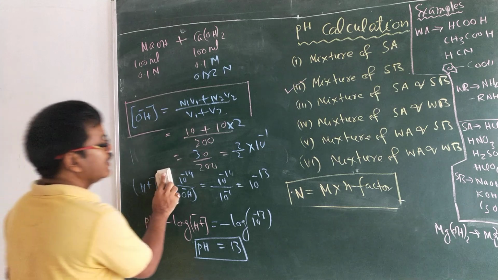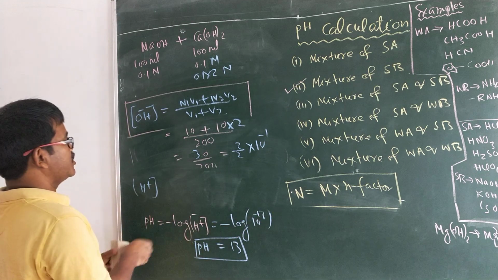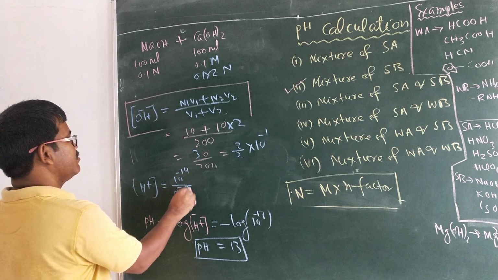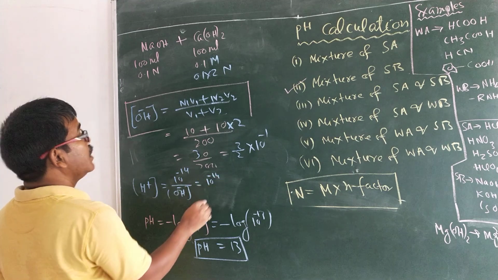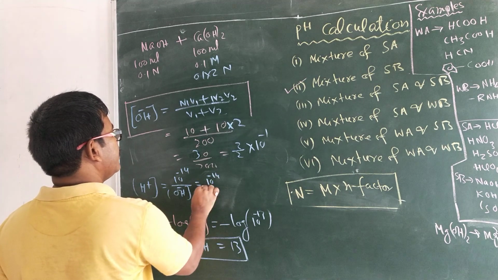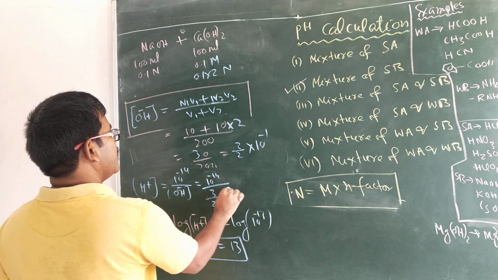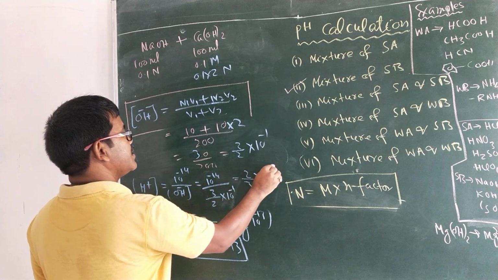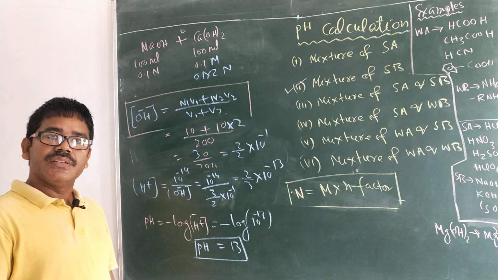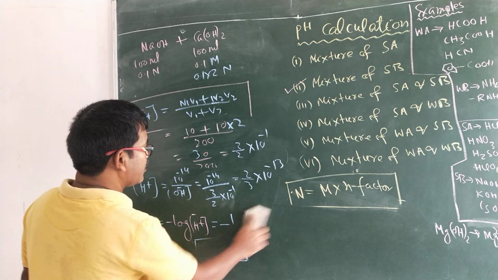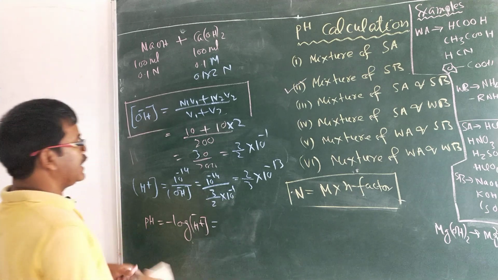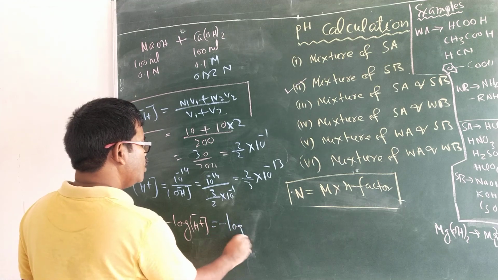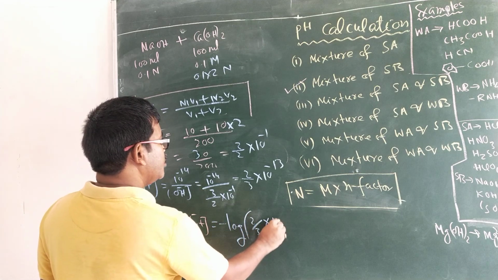From there, we can calculate the H plus concentration. H plus concentration is nothing but 10 to the power minus 14 divided by the OH minus concentration, that is 10 to the power minus 14 divided by 3 by 2 into 10 to the power minus 1. Therefore, this will come to 2 by 3 into 10 to the power minus 13. Am I right? Yes. From here we can calculate the pH. pH equals minus log of H plus concentration, therefore minus log of 2 by 3 into 10 to the power minus 13.